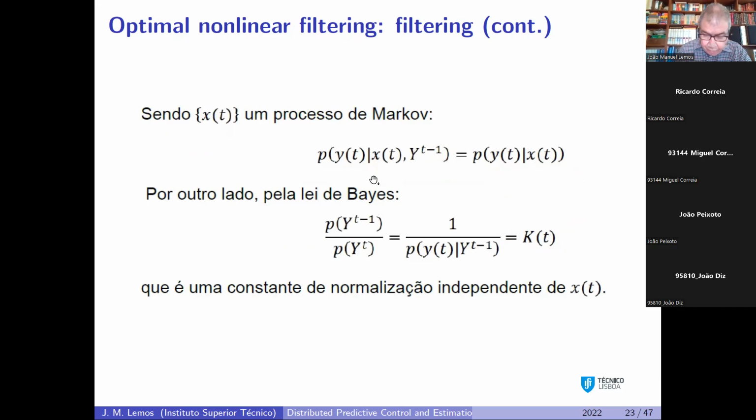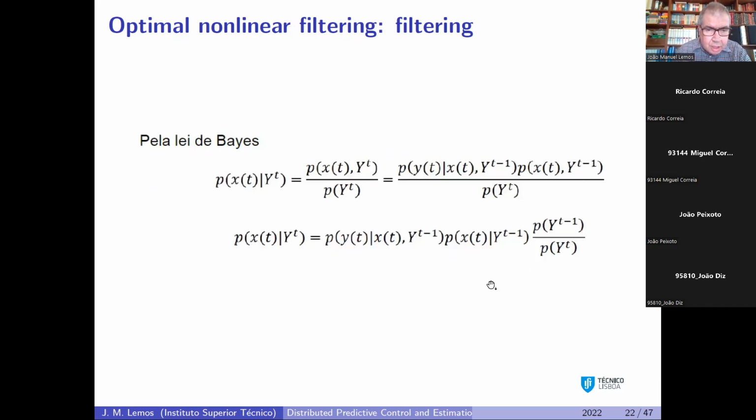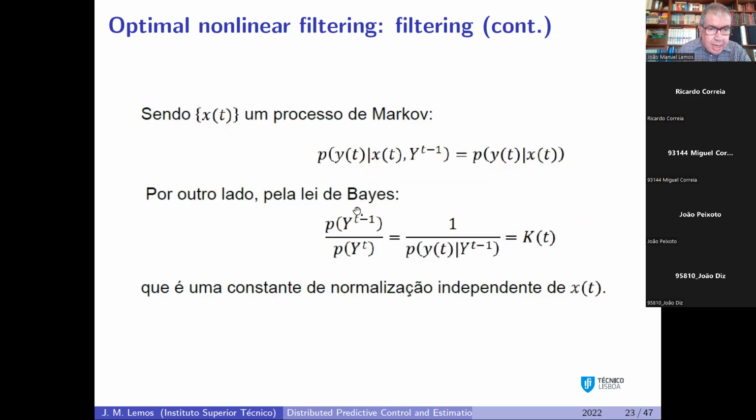Now I observe that this first probability that appears here, I'm conditioning on xt and then past observations. Since x is Markov, I can cancel these past observations. And also that last term is nothing more than the probability of yt given the past observations. This is independent of xt, so it's just, again, a normalization constant.